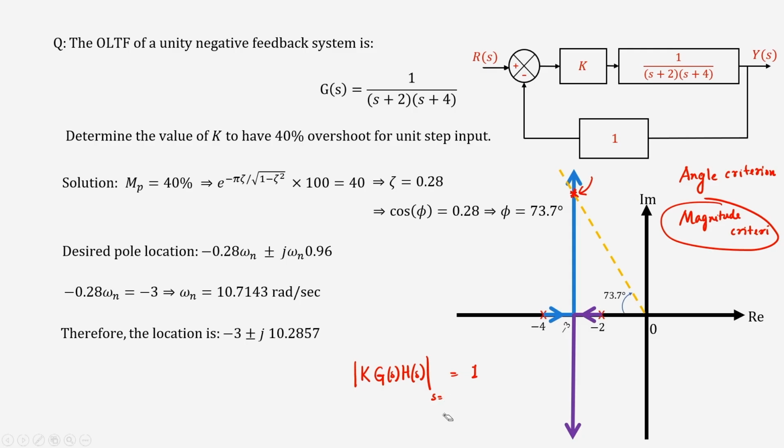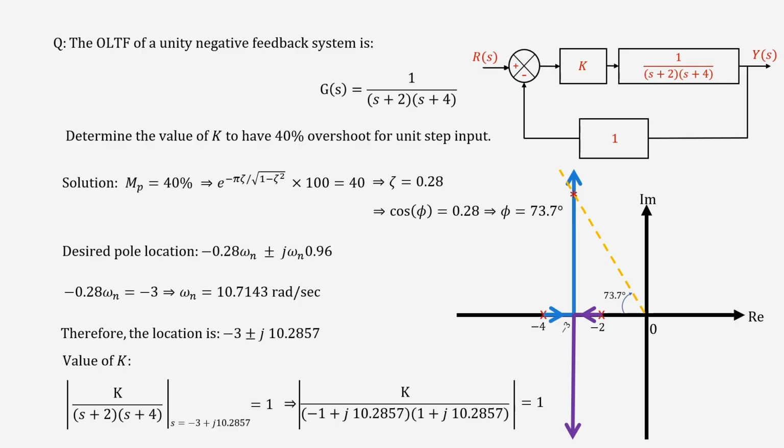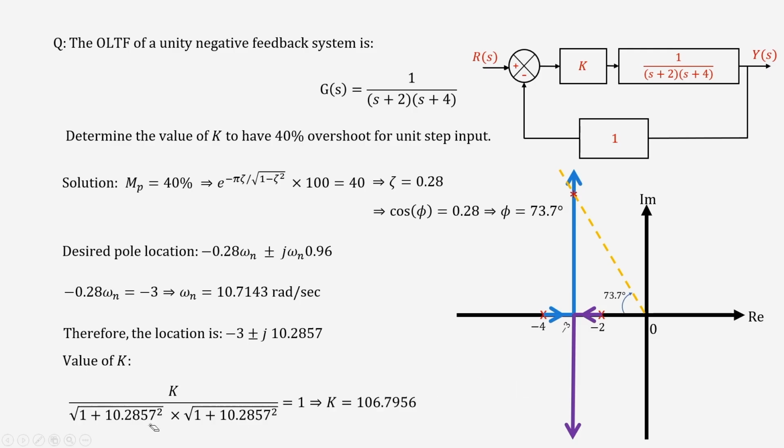If this point must satisfy this, then at the point -3 + j10.2857 I must have this equation satisfied. Now, G into H I already know, G into H is this, right. So, the only thing is that I have to find out the value of K, and that is what we are going to do. You see, K by (s+2)(s+4), at the point I am evaluating it, you just plug in this value here. So, these are the complex numbers you get. You see, we are talking only about magnitude, right. So, the magnitude of the left hand side of this part is nothing but this, and from here I can find out the value of K.